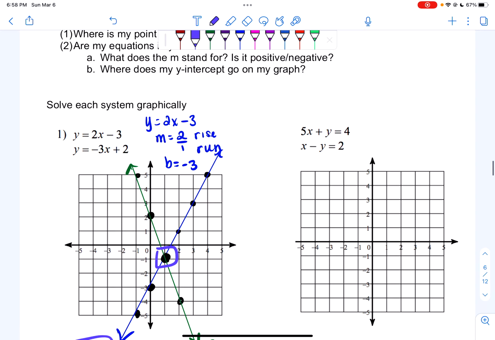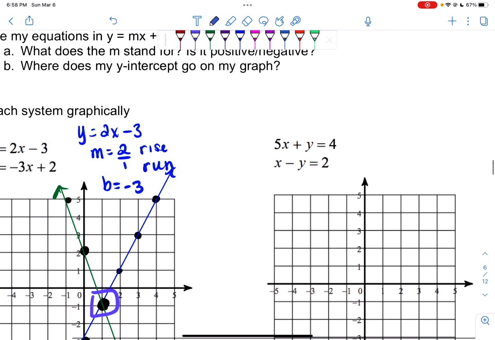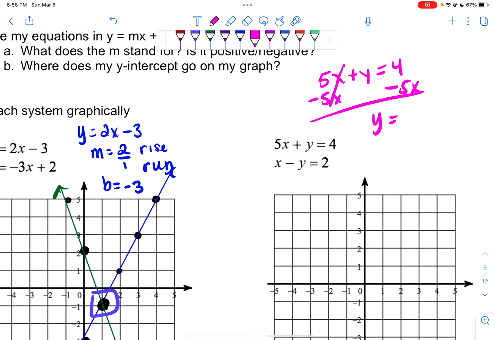Question number 2. I have 5x plus y equals 4 and x minus y equals 2. So we write out our equations. So we have 5x plus y equals 4. I want to get into y equals form, so I subtract 5x. And I get y equals negative 5x plus 4. That's what I'm graphing. My slope is the number attached to my x, so negative 5 over 1. Rise of negative 5, run of 1. And my y-intercept is 4.